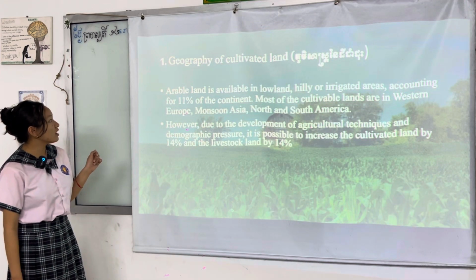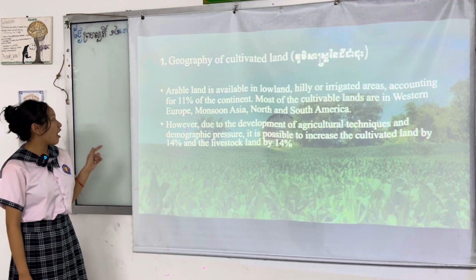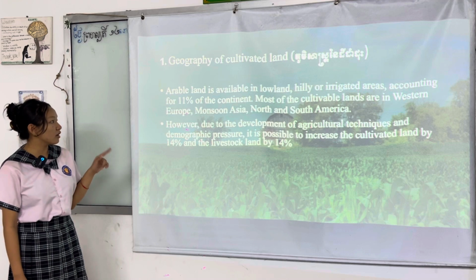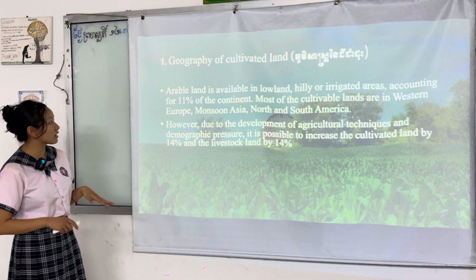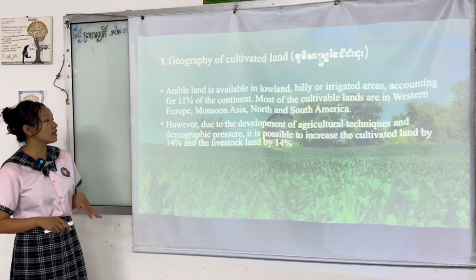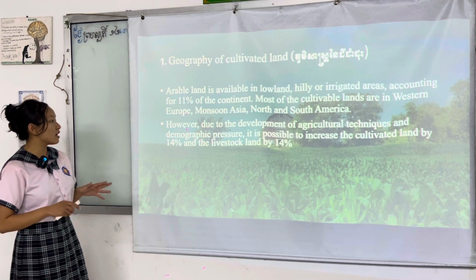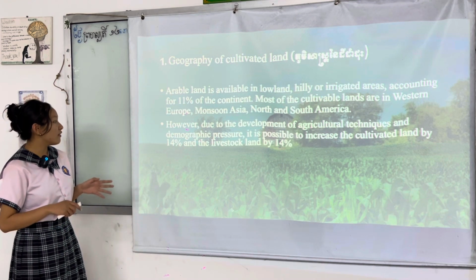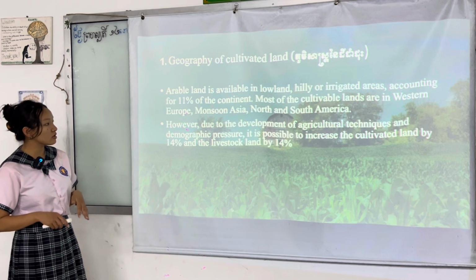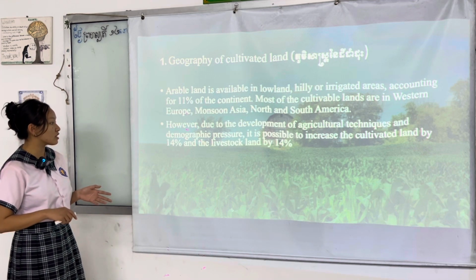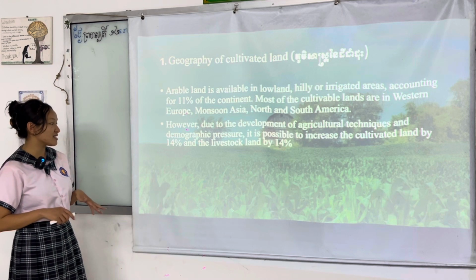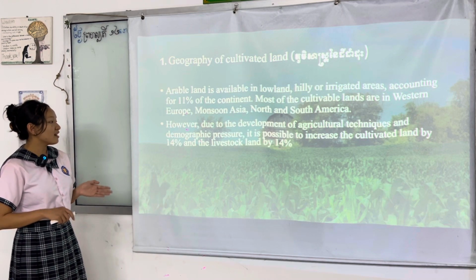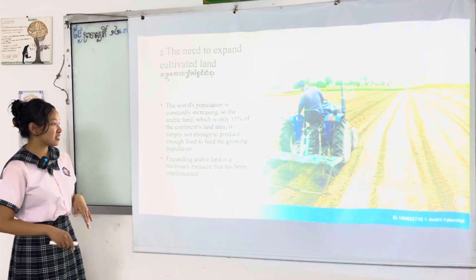1. Geography of cultivated land. Arable land is available in lowland, hilly, or irrigated areas, accounting for 11% of the continent. Most of the cultivated lands are in Western Europe, Monsoon Asia, North and South America. However, due to the development of agricultural techniques and demographic pressure, it is possible to increase the cultivated land by 14% and the livestock land by 14%.